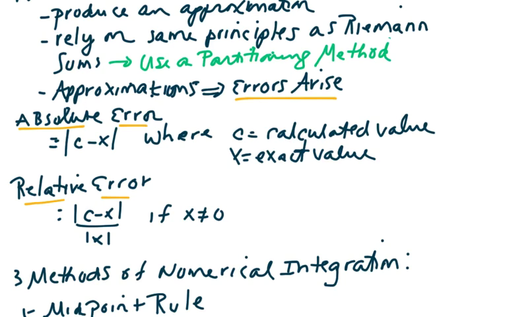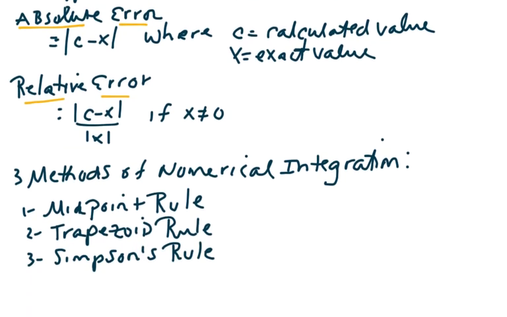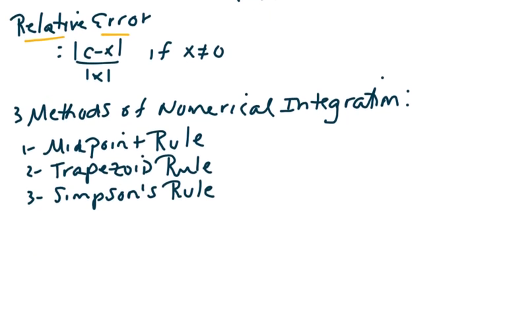So I will ask you to compute the errors incurred using the three techniques that I'm going to show in this video. There's basically three methods of numerical integration that we're going to touch on. The first is the midpoint rule, and that should be secondhand to you because it's really a midpoint Riemann sum. And the second is the trapezoid rule, and lastly is Simpson's rule.